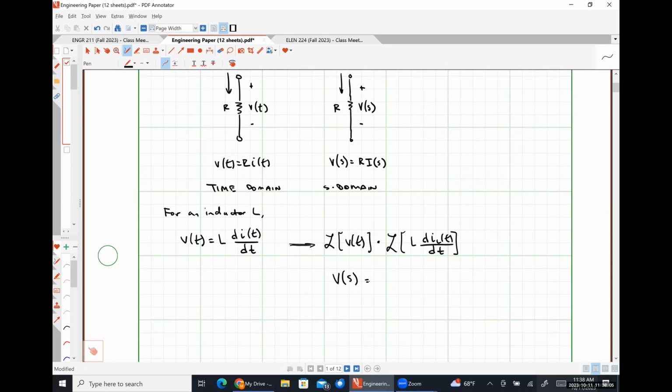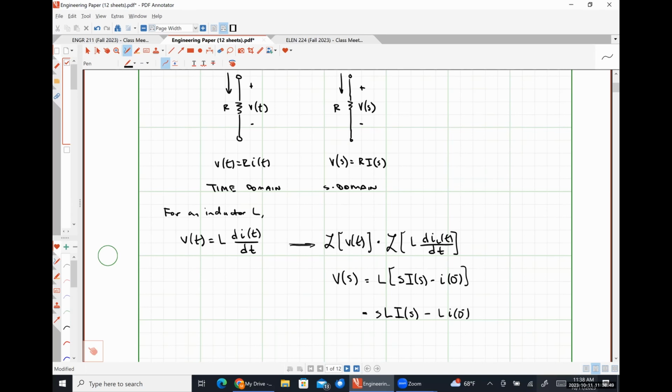So what we are going to have is L multiplied by S times I of S minus I at 0 minus, or SL times I of S minus L times I of 0 minus. So this is our mathematical relationship.